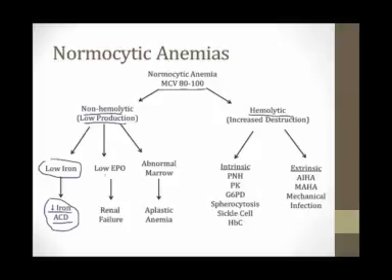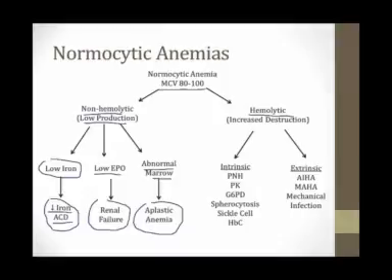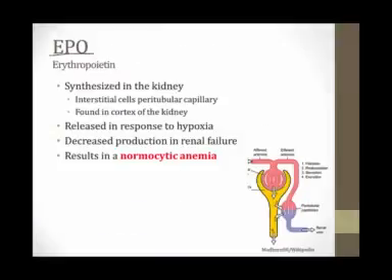In this module, we'll talk about low EPO levels, which occur in patients who have renal failure, and also patients who have problems with their bone marrow. If there's a problem with the bone marrow, this can lead to aplastic anemia and other anemias where red blood cells are not produced in the normal amounts. First, let's talk about EPO, which is erythropoietin. This is the stimulus for red blood cell production from the bone marrow.